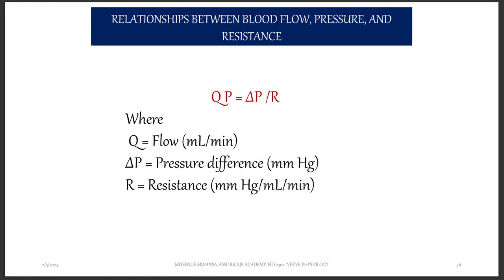Relationship between blood flow, pressure, and resistance. Blood flow is going to be equal to the change of pressure over resistance. This is supposed to just be a Q, not QP. So flow is change in pressure over resistance.